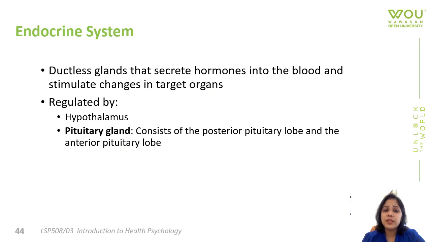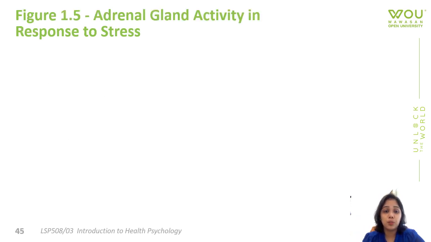The endocrine system secretes these hormones so that the blood can stimulate changes in these target organs. And the pituitary gland has a pituitary lobe that has the anterior and posterior. The front is anterior and the posterior is the back of the pituitary lobe.